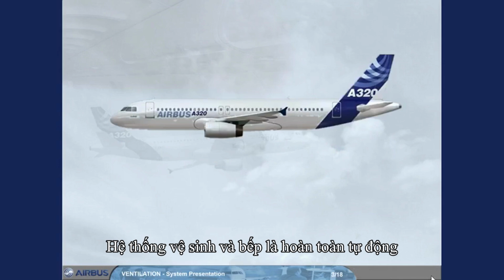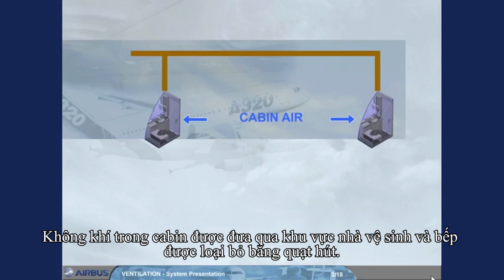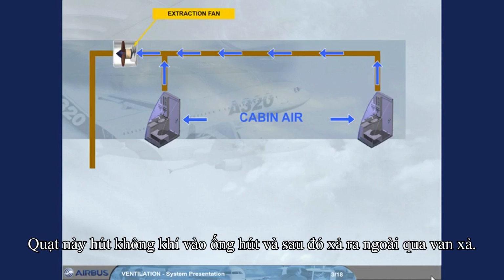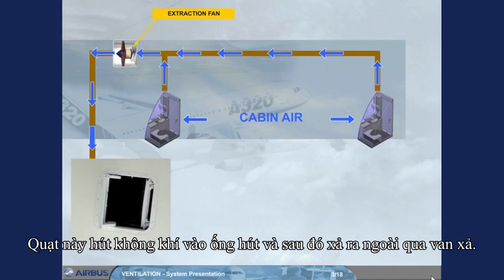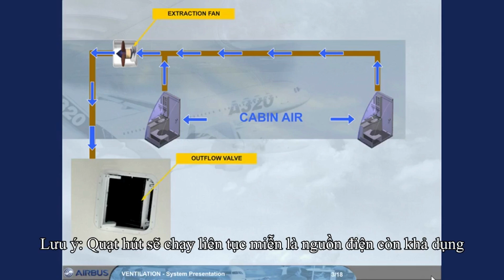The lavatory and galley system is fully automatic. Cabin air is passed through the lavatory and galley areas and is removed by an extraction fan. This fan pulls air into an extraction duct and then releases it overboard through the outflow valve. Note: the extraction fan runs continuously provided electrical power is available.